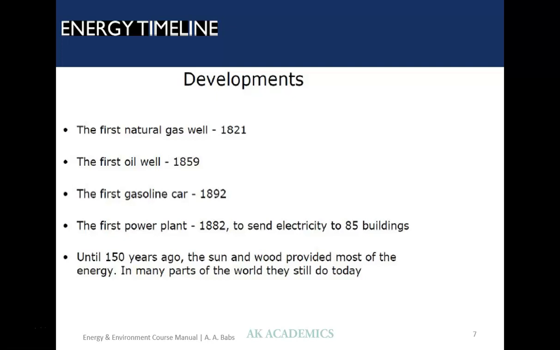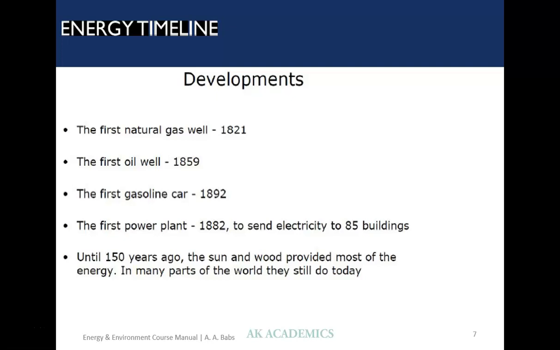Let's quickly look at the energy timeline. Over the years, there's been a lot of developments about the use of energy, and when we started using energy, when we started developing energy, when we started finding, recognizing the usefulness and how we can apply different types of energy sources to our daily lives.